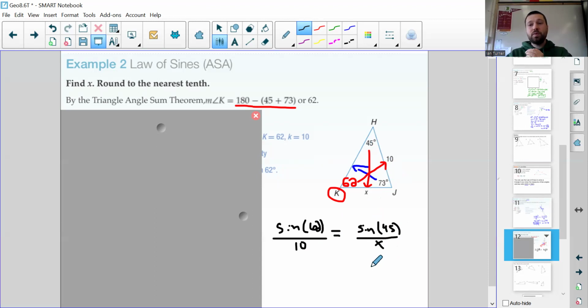Okay, and again, proportion, cross multiply. We get x times the sine of 62 equals 10 times the sine of 45. Okay, and now just solve for x. It's being multiplied by the sine of 62. Sine of 62 is just a number, so we divide by it. And we get x equals 10 times the sine of 45 divided by sine of 62.